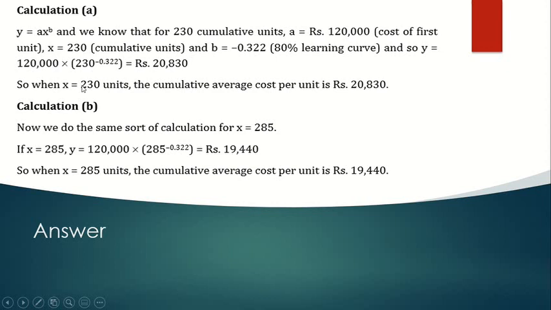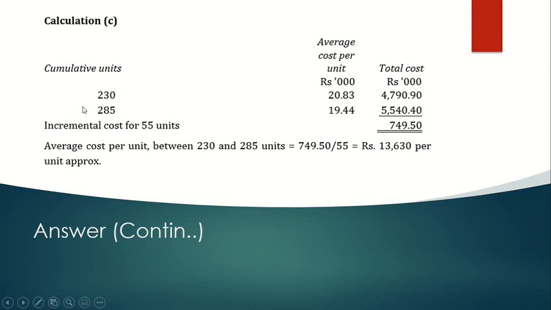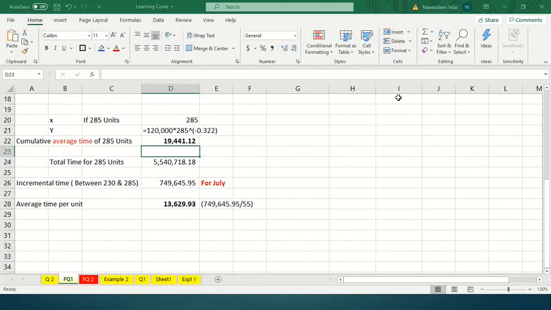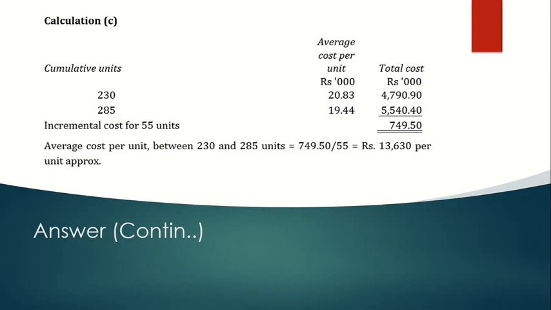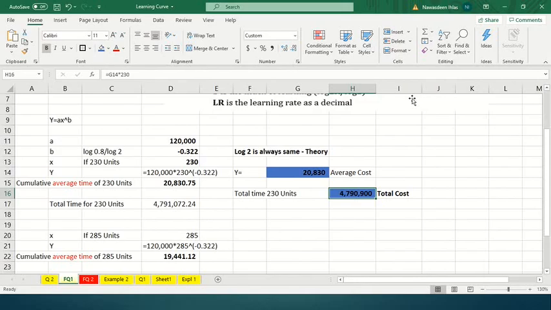එතකොට output level එක 230 දී අපිට මුළු පිරිවැය හොයන්න පුළුවන්. Output level එක 285 දී මුළු පිරිවැය හොයන්න පුළුවන්. So here what we want to do, we want to find the total cost. So here average cost per unit at 230, එතකොට 230 දාලා අපි හැදුවොත් අපිට 20.83ක්, 285 දාලා හැදුවොත් අපිට එනවා 19.44. So here this is already computed. So we can find the total cost. So here in my example, I have computed it already. Here I said per unit, if the cost is 20,830, our total cost will be this much, 4,790,900.